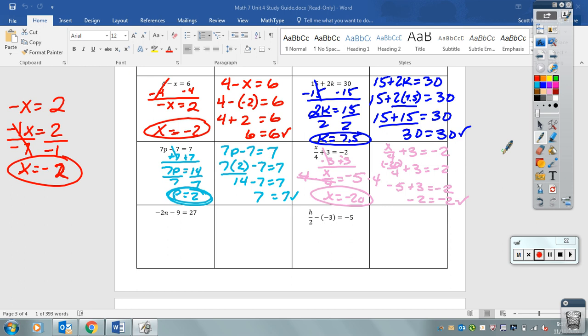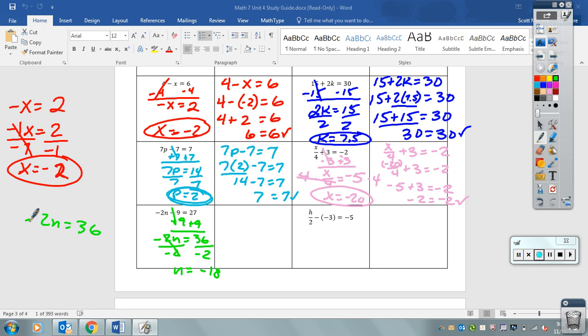Should actually see if your number makes any sense. Down here, negative 2n minus 9 equals 27. Add 9, add 9. Negative 2n equals 27 plus 9 is 36. Divide by negative 2, divide by negative 2. N equals negative 18.